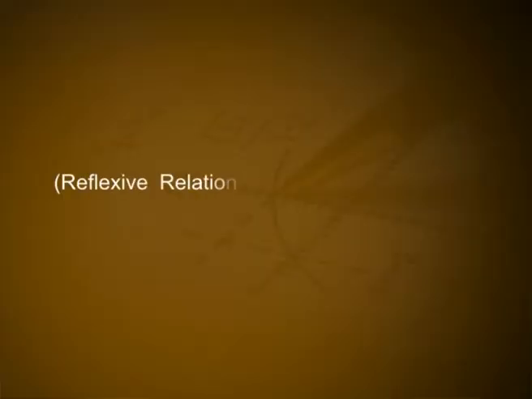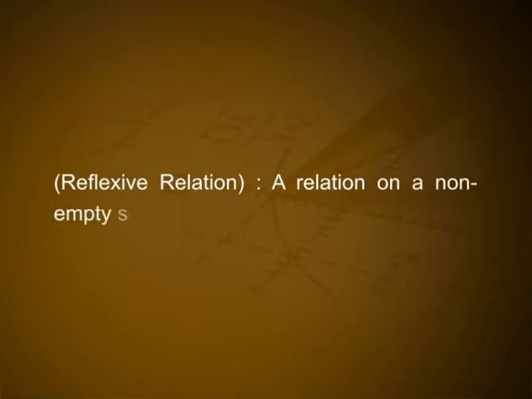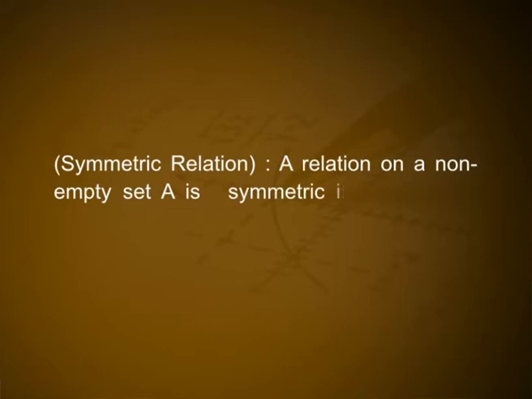A relation on a non-empty set A is reflexive if A is related to A for every a belongs to A. The corresponding table will have a check mark along the main diagonal. Next, symmetric relation. A relation on a non-empty set A is symmetric if a related to b implies b related to a, where a, b belong to A. The corresponding table will be symmetric about the main diagonal.